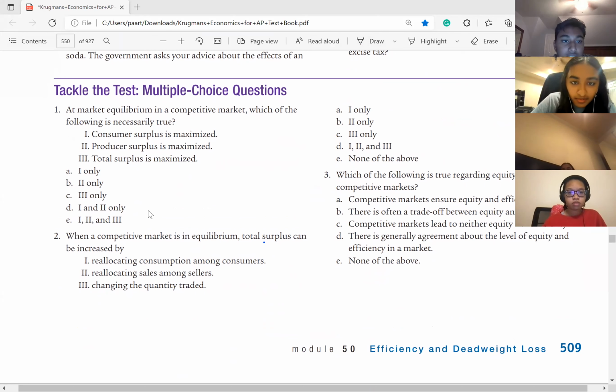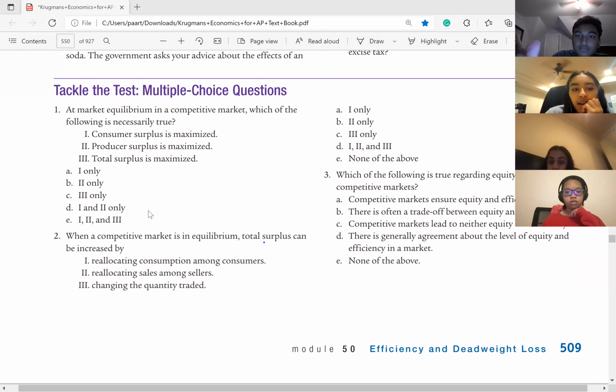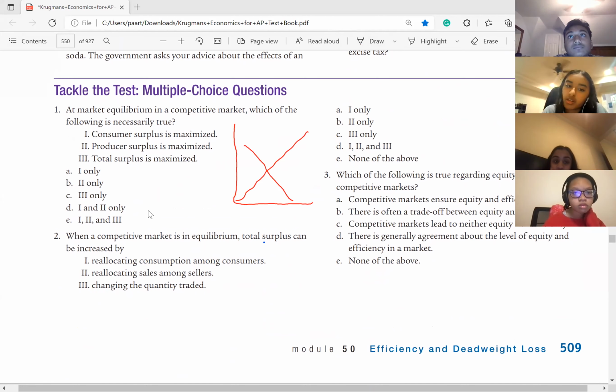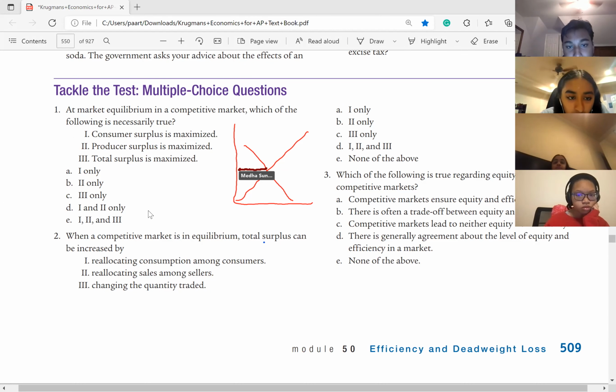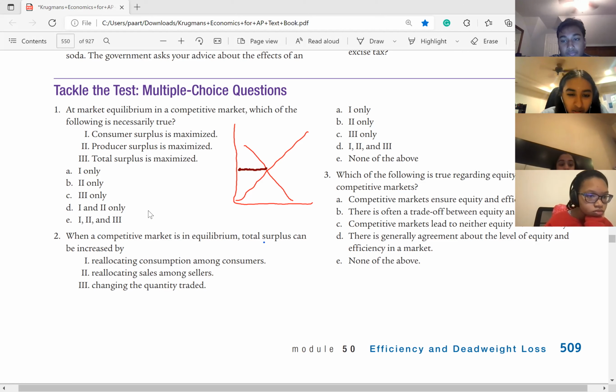So for the first question, at market equilibrium in a competitive market, which of the following is necessarily true? So we know that at equilibrium, consumer surplus and producer surplus is supposed to be maximized because out of all the different combinations, that's the most amount of surplus you can get right in the middle, at equilibrium. What does it mean by total surplus is maximized? Total surplus is producer surplus plus consumer surplus. Oh, I guess so then, right?